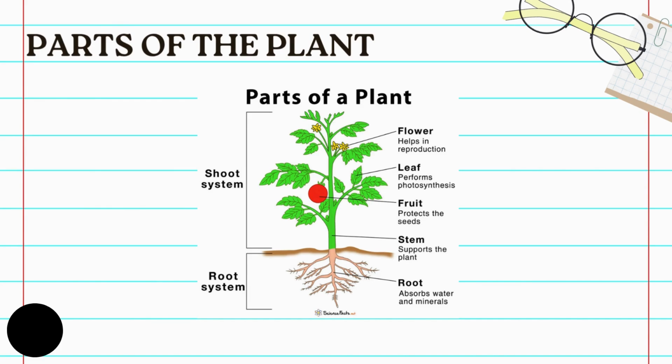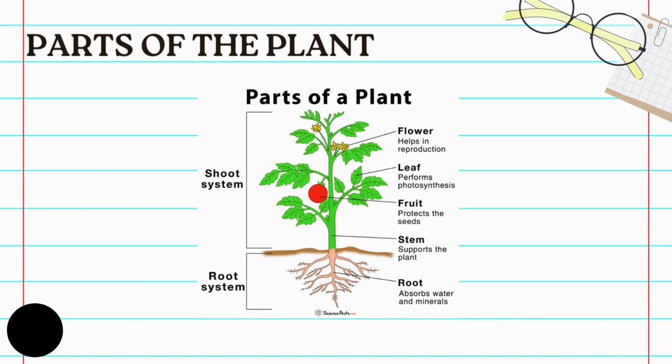All of the other things like the flower, leaf, fruit, and stem are the shoot system, and then the roots are the root system, the only part of the root system. So I hope this makes everything clear. And now we're going to be looking at the hormones.